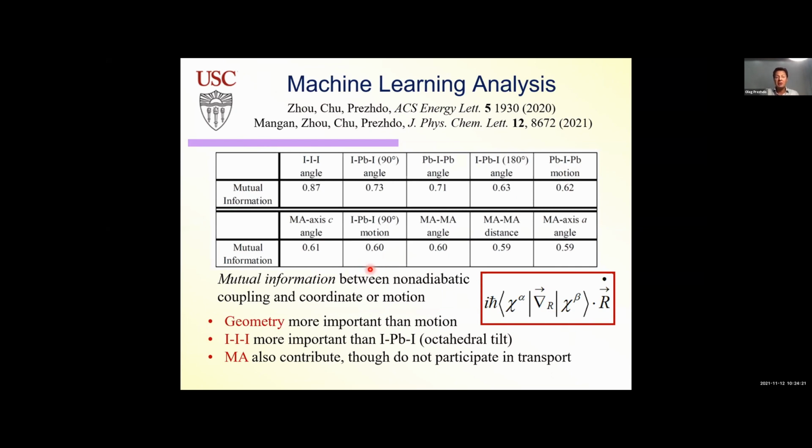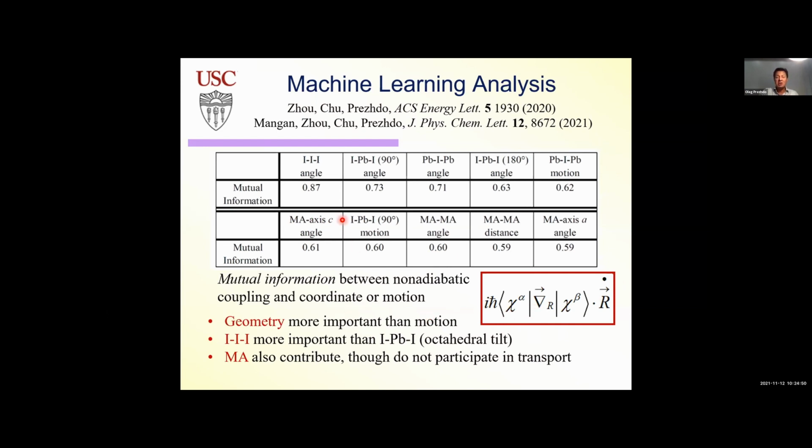So first we found that the most important features, and these are just simple angles or bond lengths or rotations of bonds, or motions of angles or bonds, also rotations of MA, because it's a molecule that can rotate inside perovskite. We find that geometry is more important than motion. So this confirmed the fact that if you look at the matrix element, it's not the velocity that matters, it's the structure that determines the overlap of the HOMO-LUMO, basically.